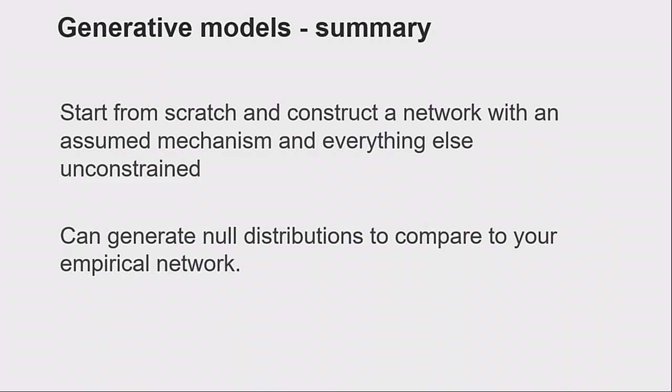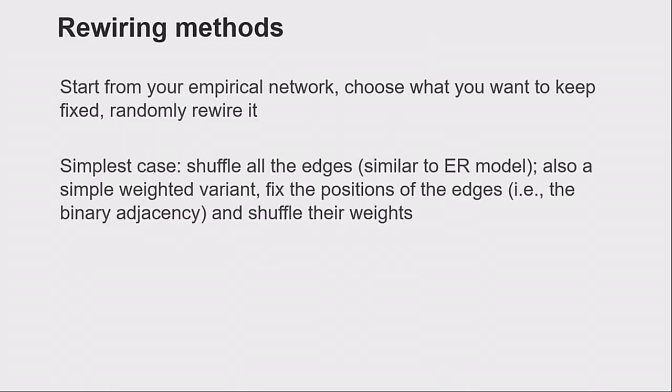Yeah, the key idea of generative models: you start from scratch, you put your ingredients in, and then you leave everything else unconstrained, and then you grow your networks, and this gives you a reference, right? But we can go from the other direction, top down: start with the network, and then rewire it under constraints that we choose. So the simplest case is, again, an unconstrained one, right?